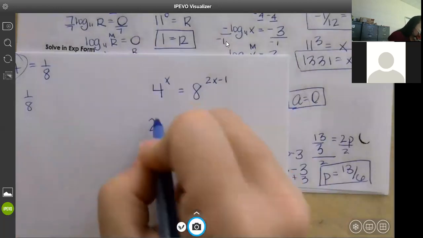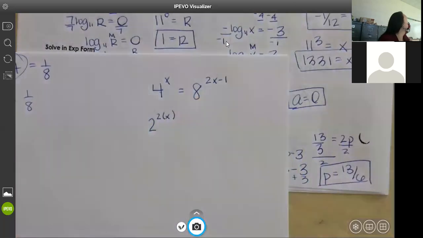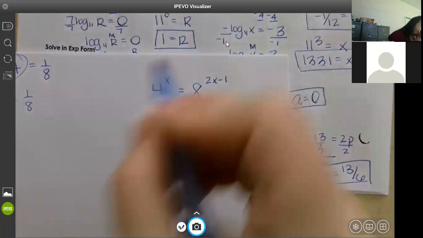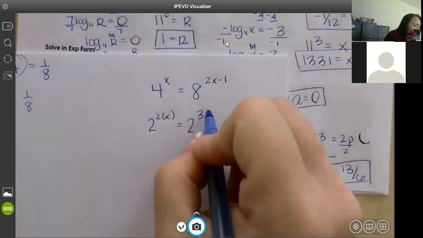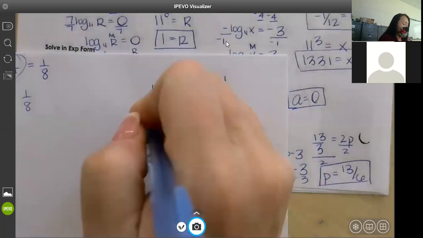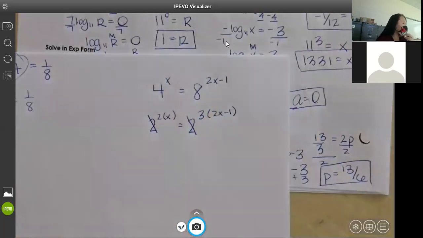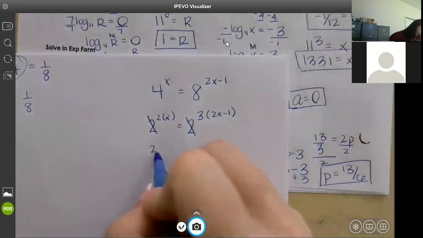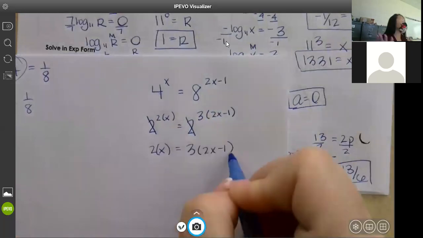So here's what's going to happen. I can rewrite 4 as 2 to the second, and then I have an x. Okay, 2 squared is 4, right? I can rewrite 8 as 2 to the third, but I still have the 2x minus 1 up there. Everybody see that? When you have the same base on either side, you can mark it out. So this is a little bit premature in these notes, but I just want to show you. I hope you don't have any on your homework. And then you just solve the equation that you see. 2 times x equals 3 times 2x minus 1. So you would just solve that.